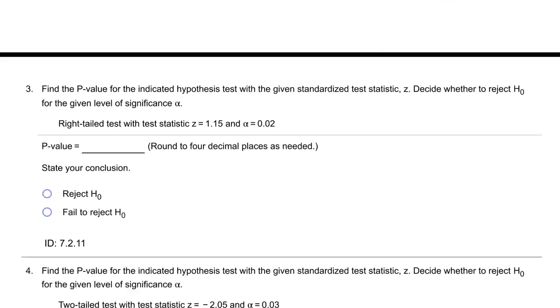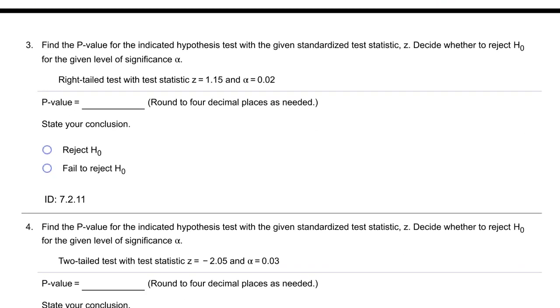All right, do this again. A right-tailed test with z equals 1.15 and alpha of 0.02. Now this time we're on the right tail and z is 1.15. So again, remember, as with any right tail, we're going to have to figure that area by finding what that left region is and subtracting.